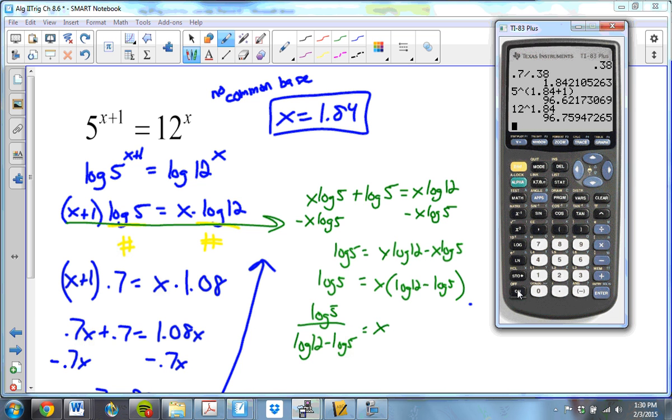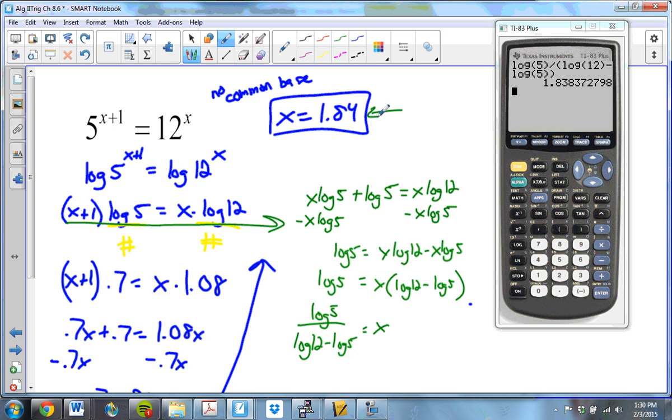Now we calculate that, so see how close these end up being. Log 5 divided by, in parentheses, log 12 minus log 5, close parenthesis, gives 1.838. So it was almost the exact same thing I had here. So you don't have to worry about that if you want to be super accurate.